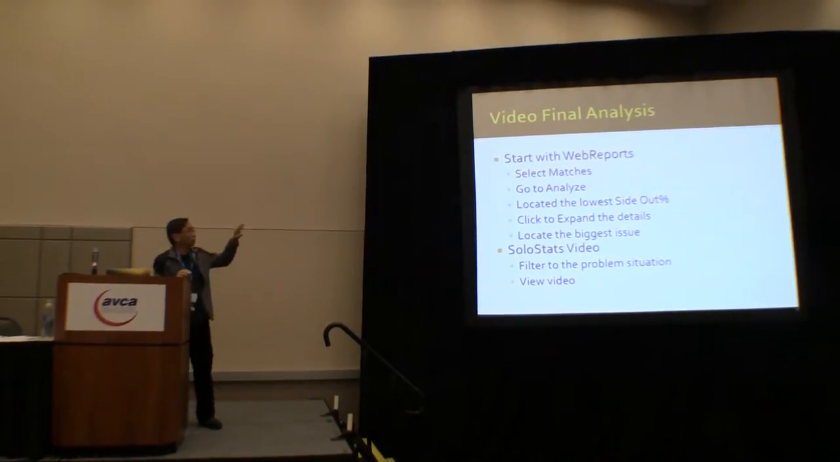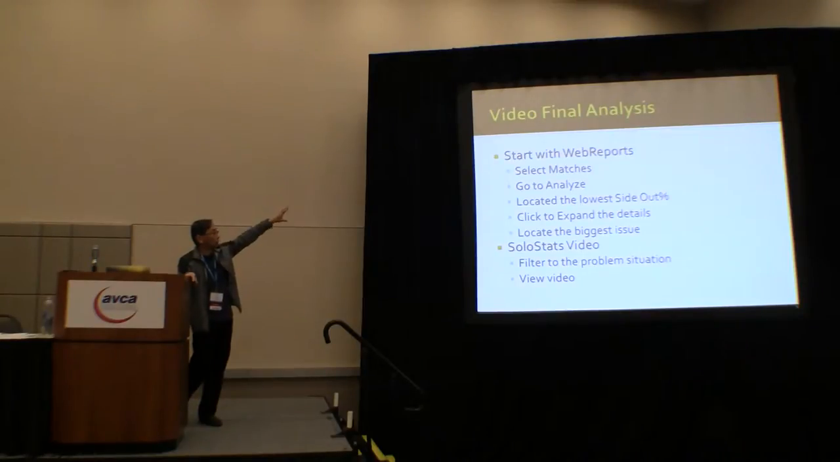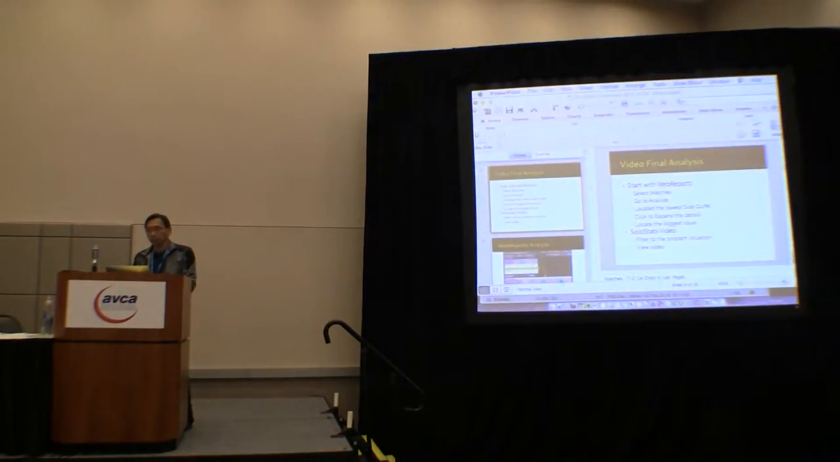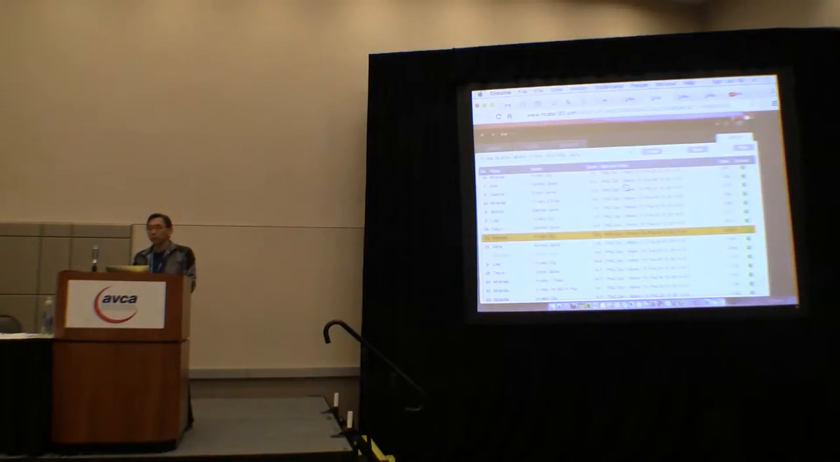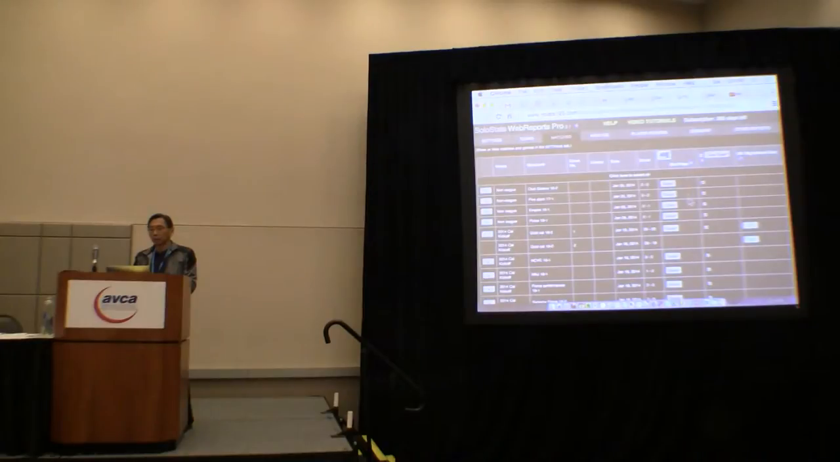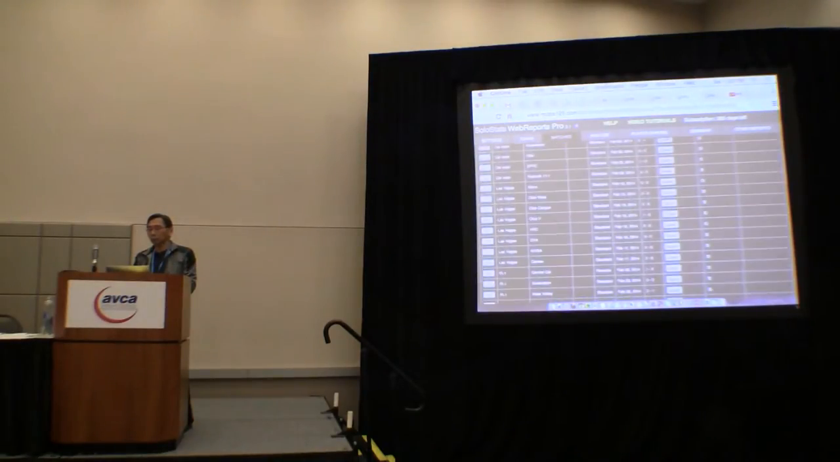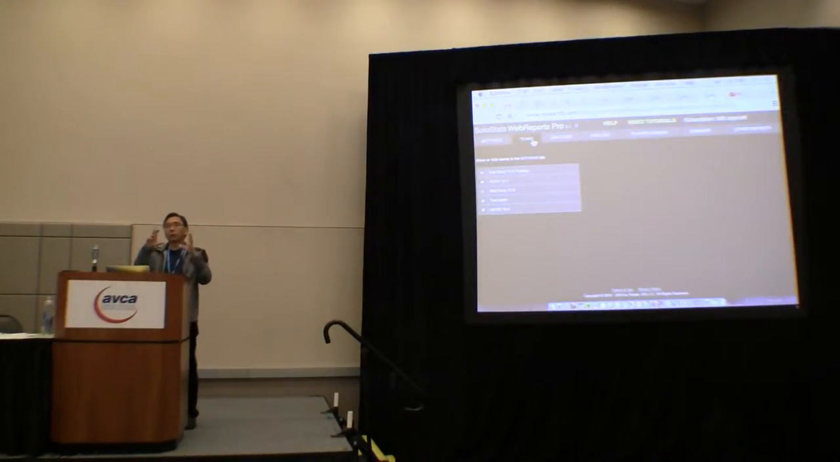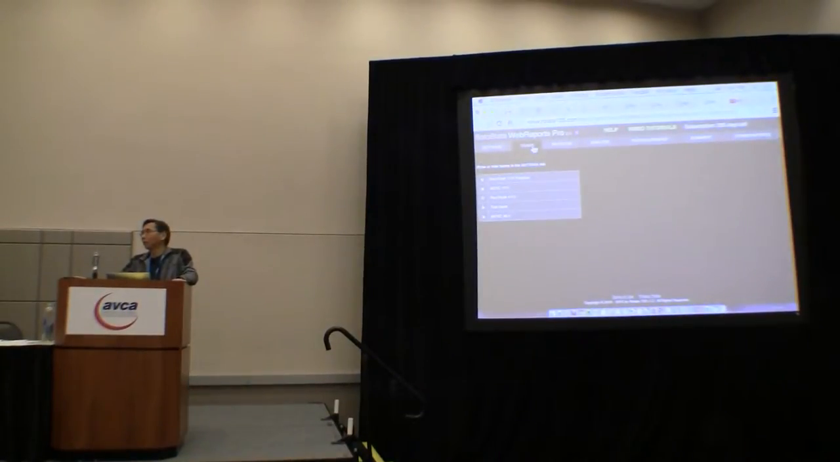Okay, so we're going to go through a quick analysis process, starting with web reports, and then we're going to end up at video, and see how all the products chain together to help you do analysis. So we're going to start with web reports. When you take your stats in Solo Stats and you press backup, when you have an internet connection, all your data gets backed up to our server, right? Our server is set at Google. People ask me, if my subscription expires, does the data go away? The answer is no, we've never deleted a single record of data. And there's two reasons for it.